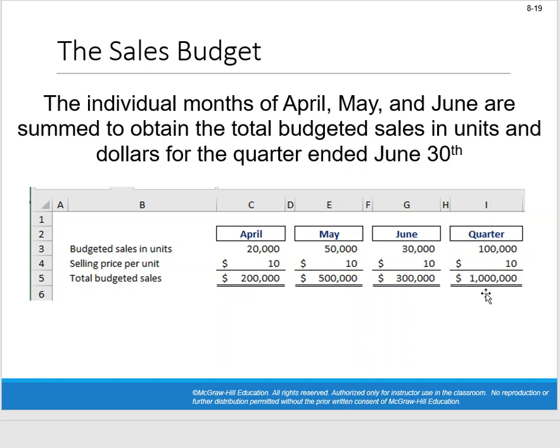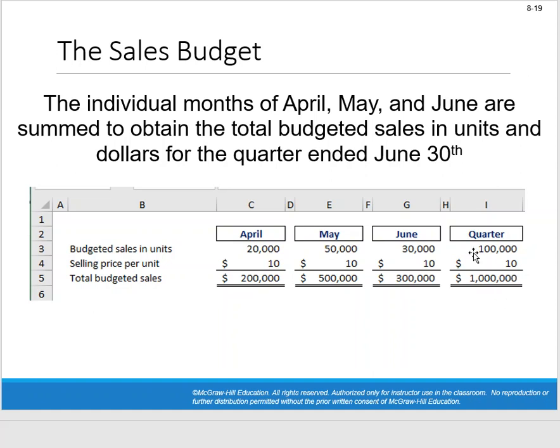So as we're doing these budgets and you're picturing doing this in Excel, it's important that we realize the quarter column is not always just a sum of April, May, and June. Sometimes it's a single point, which is $10 per unit in this case.